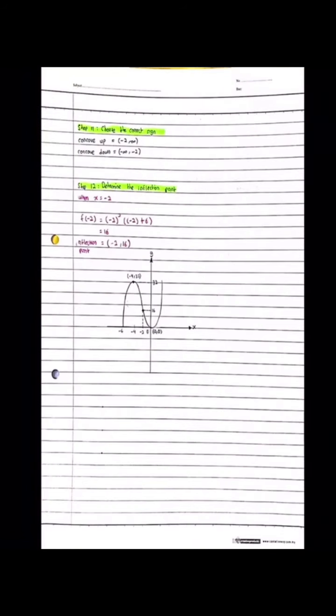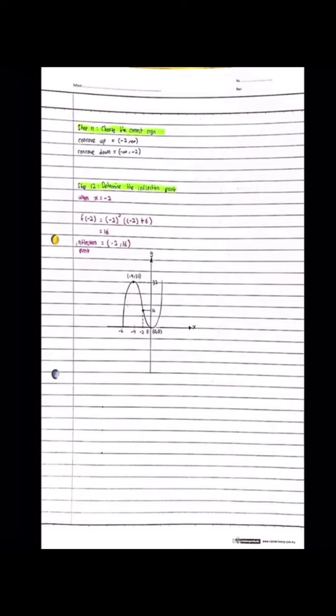Okay, moving on to the next step, step 11, is choose the correct sign. So the concave up is negative 2 to infinity, and the concave down is negative infinity to negative 2. Alright, for the last step, step 12.